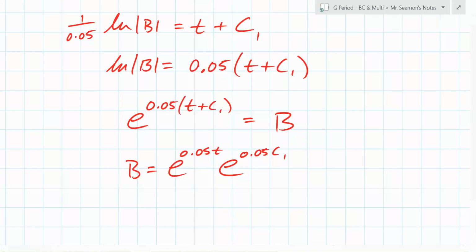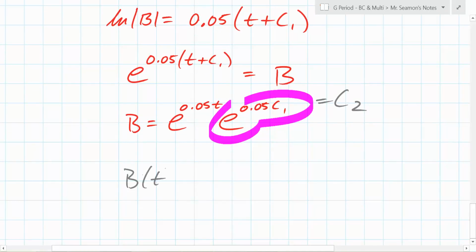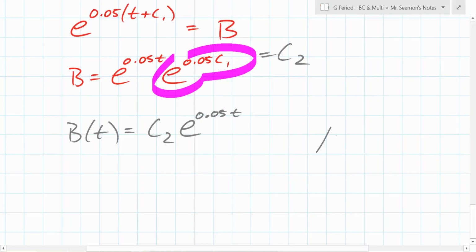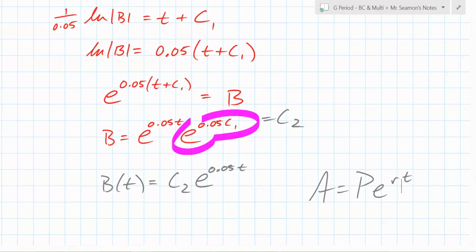What are we going to call this? Yeah, call it c2. So you end up with b in terms of t equal to c2 times e to the 0.05t. Have you seen a formula like that before? Yeah, A equals P times e to the rt. That's the formula for continuous interest, right? So this is continuous interest. Kind of makes sense. You need an initial condition. You need to know what c2 is.